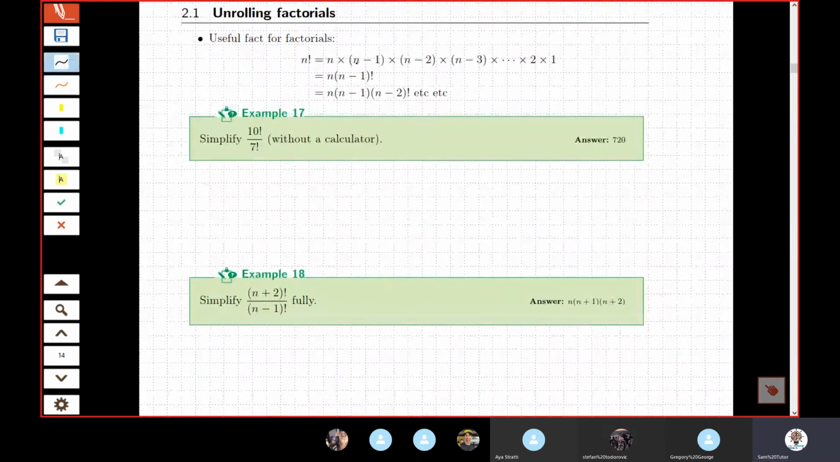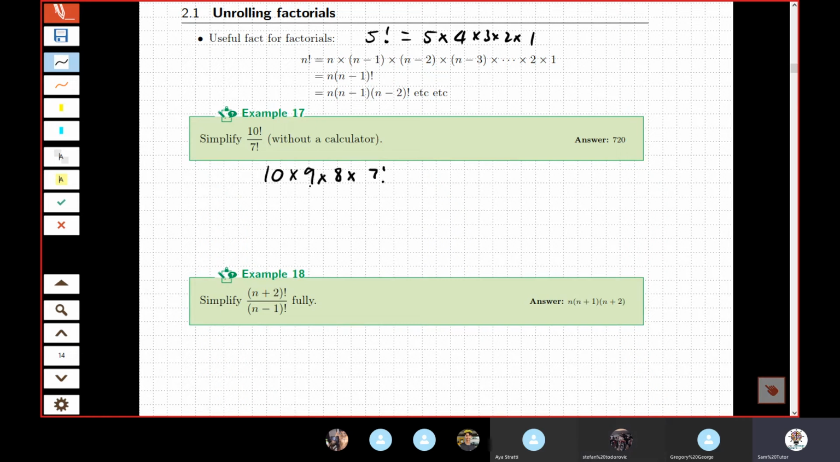Okay. So with factorials, you've got n factorial, which is of course n. You start off with your first number and you multiply it by 1 less, and you keep doing that until you get to 3 times 2 times 1. So 5 factorial is 5 times 4 times 3 times 2 times 1. So simplify this without a calculator. The idea is it's 10 times 9 times 8 times 7 factorial over 7 factorial. These two cancel out, and that becomes 720.